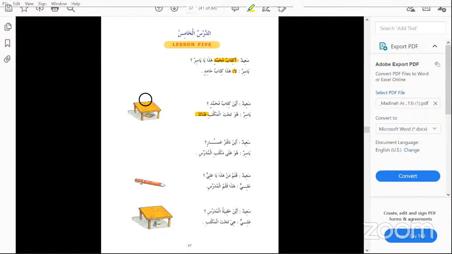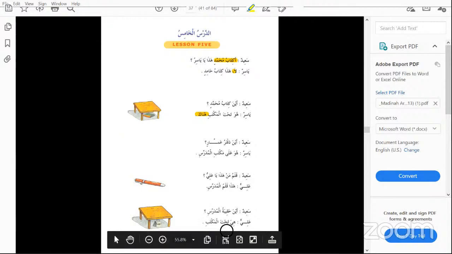Qalamu man haza ya Aliyu. O Ali, whose pen is this? Haza qalamul mudarrisi. This is the teacher's pen. Excellent. Aina haqibatul mudarrisi. Where is the teacher's bag? Hiya tahtul maktabi. It is under the desk.